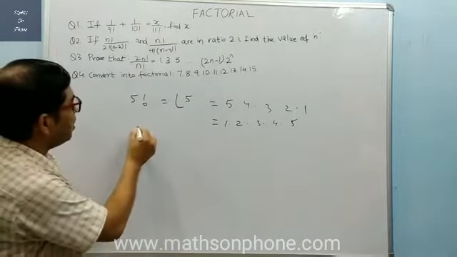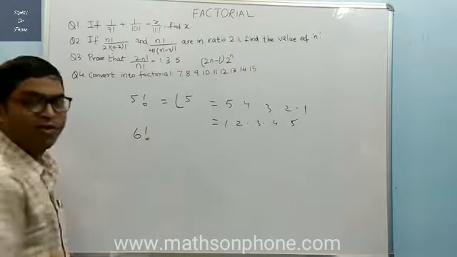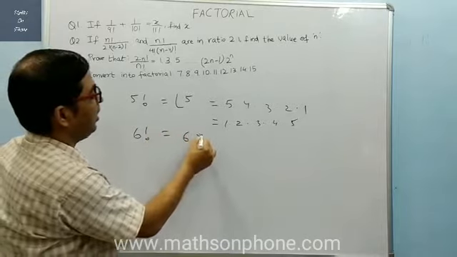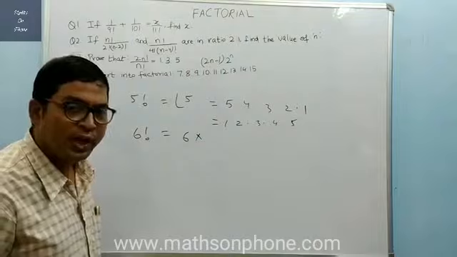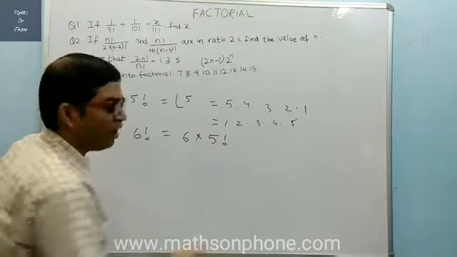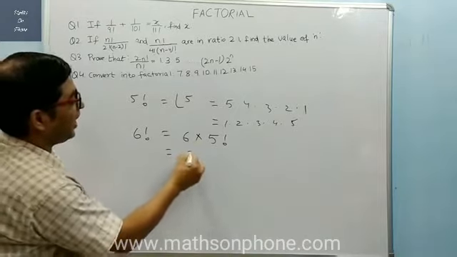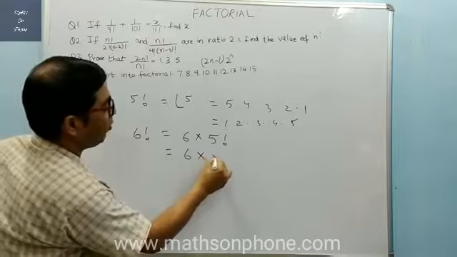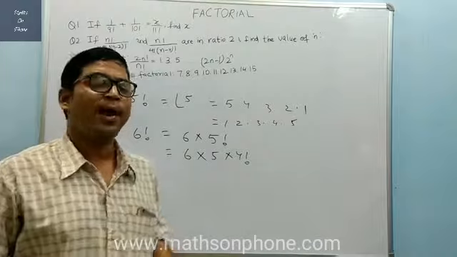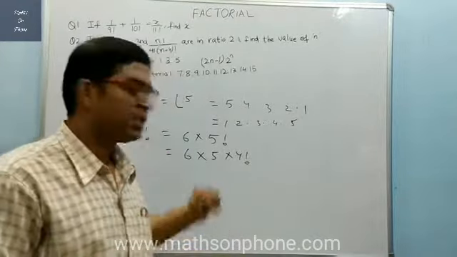Some small things I am doing here. If I have to write 6 factorial, see how can I write 6 into 5 into 4 into 3 into 2 into 1. So I can write this also like this. If I have to write 6 factorial further, I can write this thing as 6 into 5 into 4 factorial. We just stop at our convenience. Where we are feeling comfortable, we just stop.